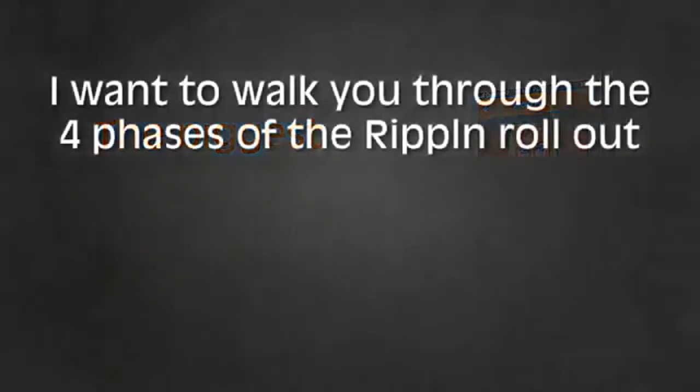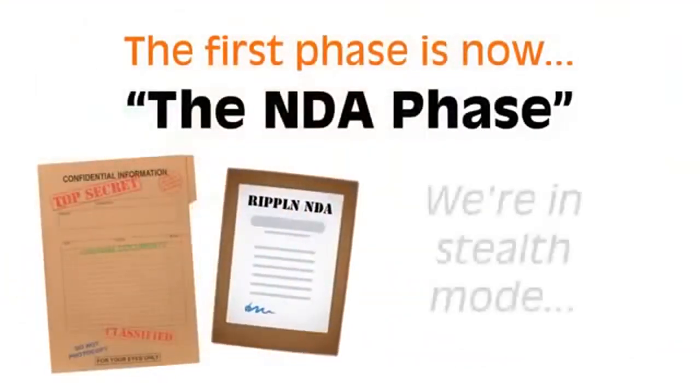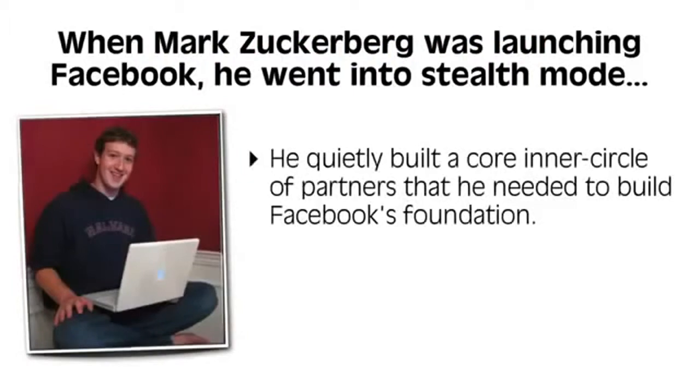Now I want to walk you through the 4 phases of the rippln rollout. The first phase is now. We're calling this the NDA phase. Right now we're in stealth mode. When Mark Zuckerberg was launching Facebook, he went into stealth mode. He quietly built a core inner circle of partners that he needed to build Facebook's foundation.